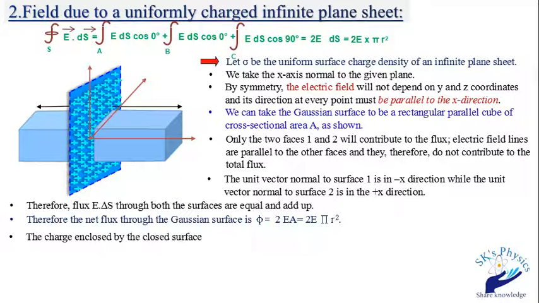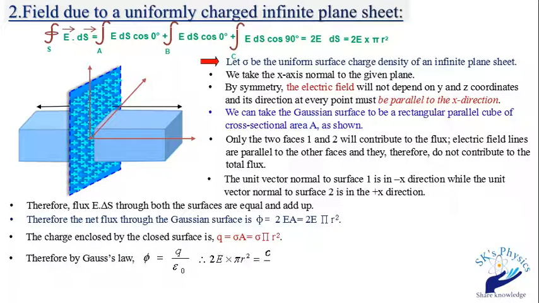The charge enclosed by the closed surface is Q is equal to sigma A is equal to sigma pi r square because sigma is equal to Q by A. Therefore, by Gauss law, phi is equal to Q by epsilon 0. Therefore, 2E multiplied by pi r square is equal to sigma pi r square by epsilon 0. So, E is equal to sigma upon 2 epsilon 0.